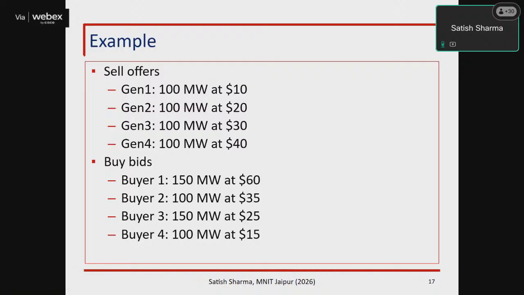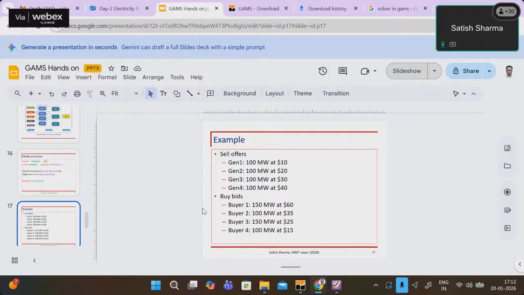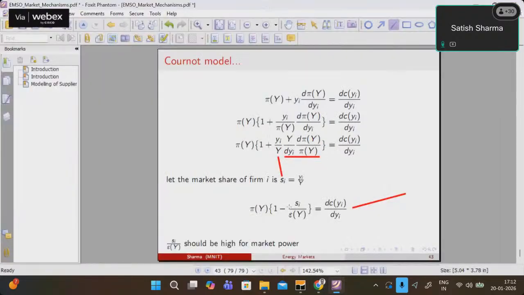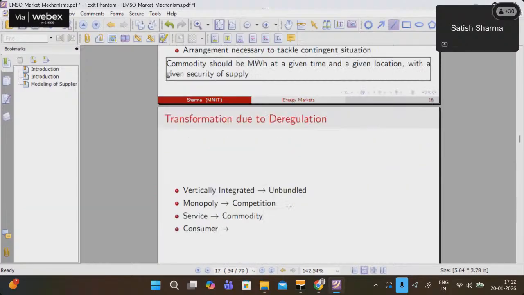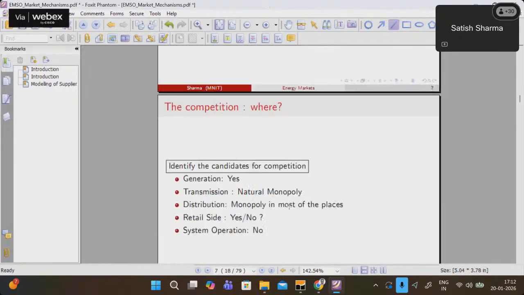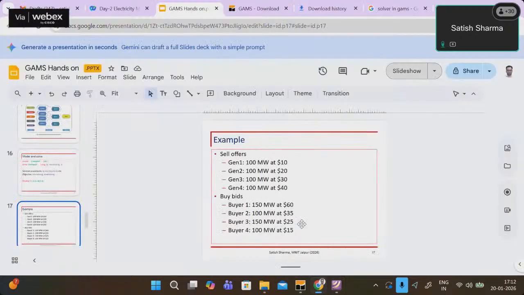Let's say this is an example. My drawing is not good here, so I ask everyone to use this particular example. And we have drawn a market clearing earlier, this one. Okay, so can you give me the market clearing price and market clearing quantity as per this concept from this particular data?